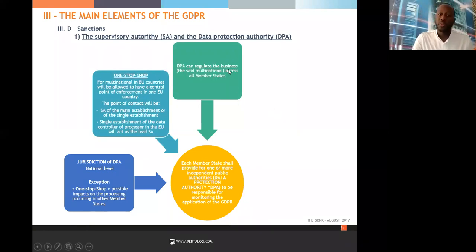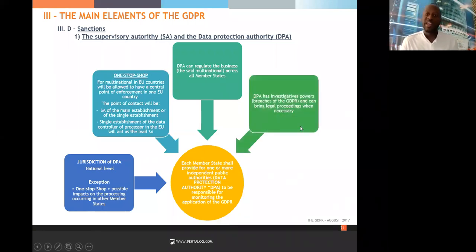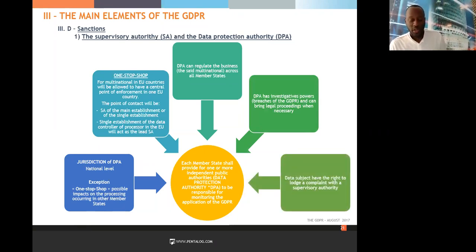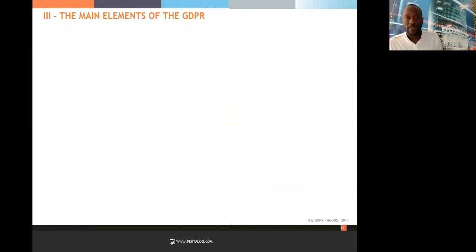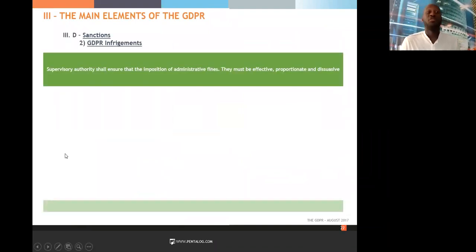The DPA can regulate the business across all member states. The DPA has investigative power in case of breaches of the GDPR, for instance. It can bring a legal proceeding when it's necessary. And data subjects have the right to lodge a complaint with a supervisory authority directly. So, in case of infringement, remember the supervisory authority shall ensure that the imposition of administrative fines is effective, proportionate, and dissuasive.